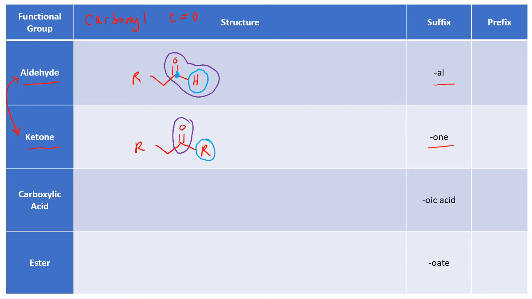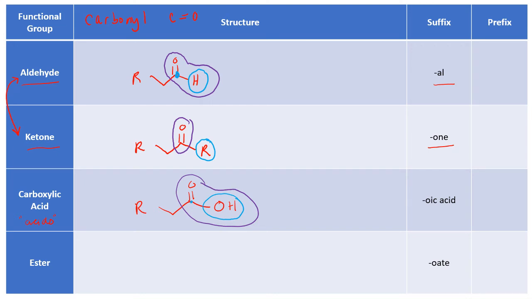Next, we have carboxylic acids. I notice sometimes they just call them acids. That's not formally correct. They are called carboxylic acids. And here we have an R group, and then we have our carbonyl carbon. And what's next to our carbonyl is an OH group. So this hydroxyl group has to be directly bonded to the carbonyl carbon. And together, the whole thing is a carboxylic acid.